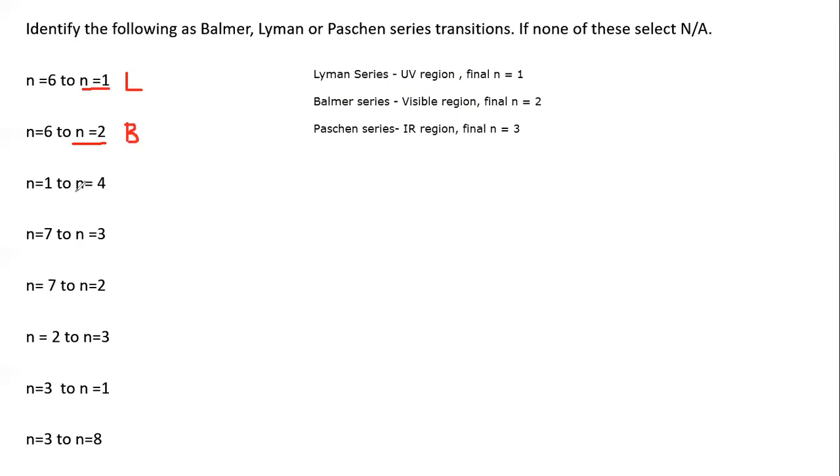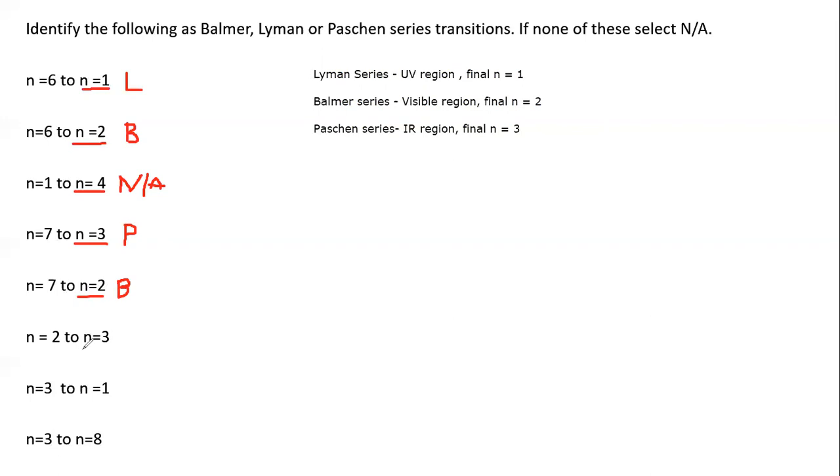Next we have n equals 1 to n equals 4, but you see 1 is less than 4, so this would not be a hydrogen atom transition of the Balmer, Lyman, or Paschen series, so we just put not applicable. n equals 7 to n equals 3. 7 is greater than 3. 3 means it's the Paschen, so this would be a Paschen transition. n equals 7 to n equals 2. 7 is greater than 2, and since it ends in 2, it's a Balmer series transition.